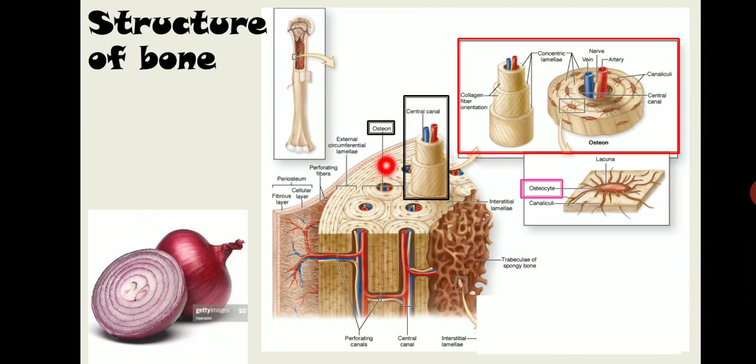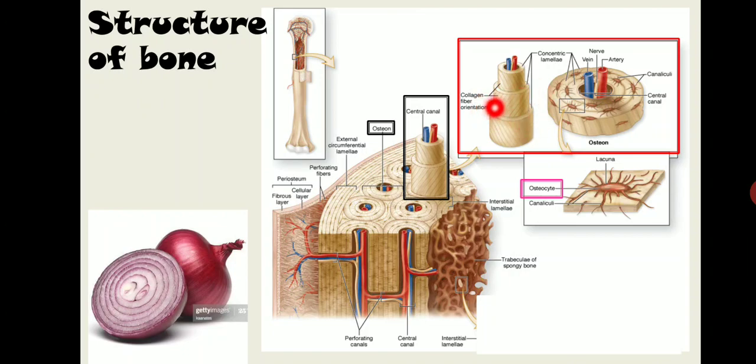Bone is made up of a functional unit known as the osteon. This osteon is made of concentric layers. It is more or less like an onion. You can easily associate the word osteon with onion. Got it? Now this osteon has concentric layers of collagen fiber.